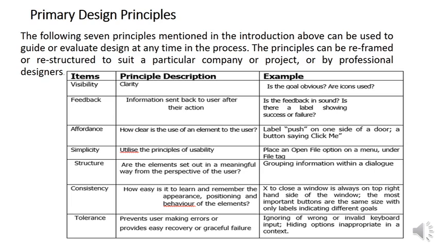The most important buttons are the same size with only the label indicating different goals. Tolerance: prevent the user from making errors, or provide easy recovery or graceful failure. For example, ignoring of wrong or invalid keyboard input, and hiding options inappropriate in a context.